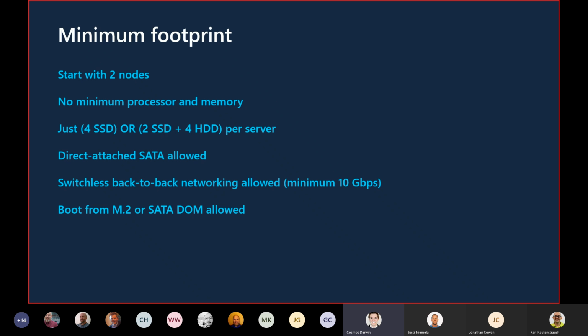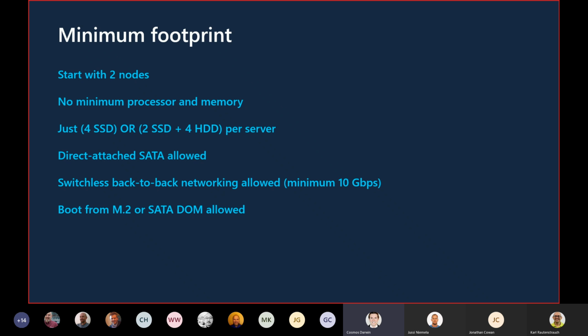You can take those 2 nodes and network them back to back using a crossover cable. You just need a single 10 gigabit link. That's all we require. You don't need RDMA necessarily. That allows you to go switchless, which is really important if you're doing hundreds or thousands of deployments into every branch of a business or every retail store, where you're very cost sensitive to the per unit price of each location. Being able to do this with no switch, where you just network the 2 servers back to each other, is a huge benefit.